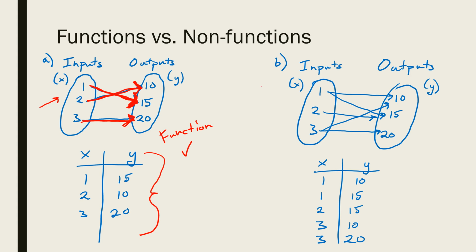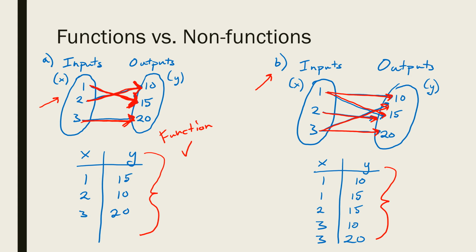But take a look at example B. Here we have the same numbers. They go to some different places though. In this case, 1 goes to 10 and it goes to 15. 2 just goes to 15, 3 goes to 10, and it goes to 20. And here's the table down here.